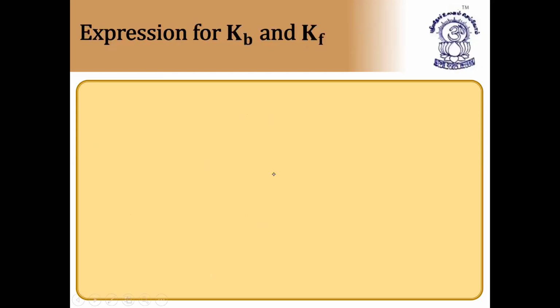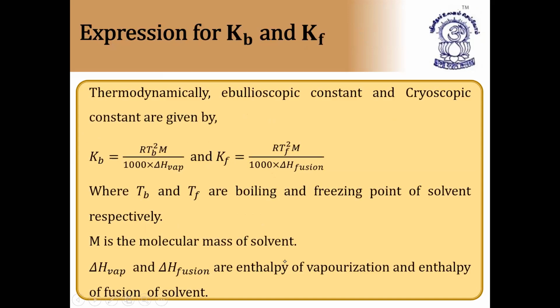Now, next, expressions for KB and KF. Thermodynamically, the ebullioscopic constant and cryoscopic constant are given by KB is equal to R TB square M, where R is the gas constant, TB is the boiling point of the pure solvent, and M is the molecular weight of the solvent, not molarity, by 1000 into delta H of vaporization. These two formulas are most important. You can just note them down.